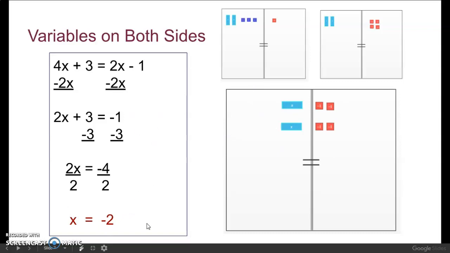But note from here on, it's just the same process we used to solve when we have the variable on one side. So the only thing you have to do if you have variables on both sides is just get them on one side first.